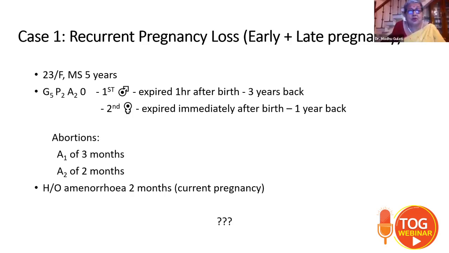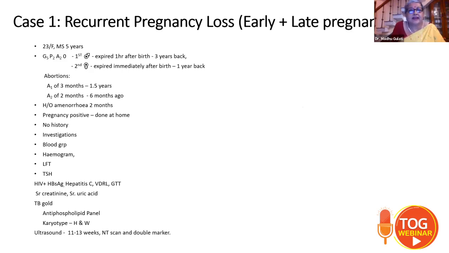See, for those 2 abortions of 2 and 3 months, there could be a lot of reasons. I'd like to do routine tests, the hemoglobin profile, thyroid, her karyotyping, her diabetes, GTT. And I think it's there in the next slide, her GTT, and then her NT scan, and also an antiphospholipid panel.